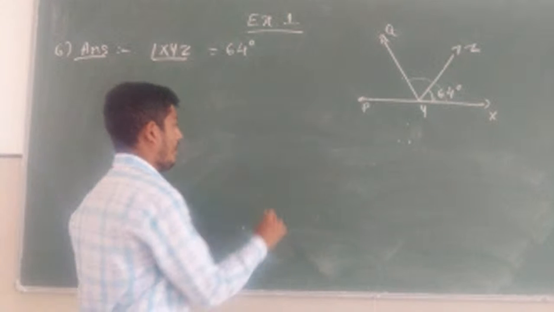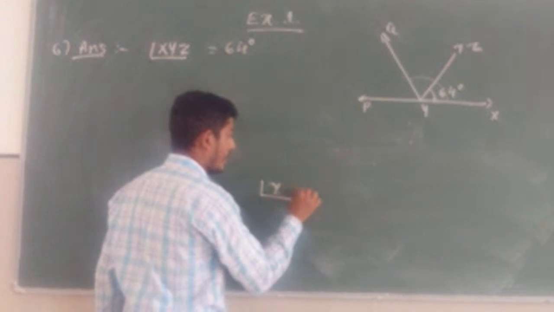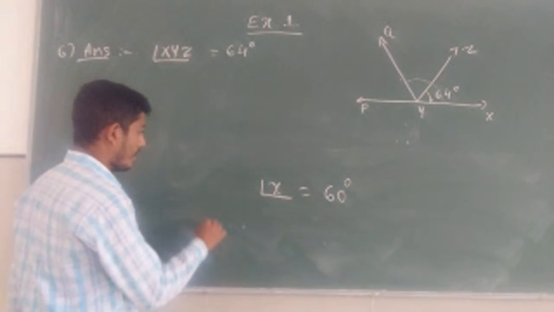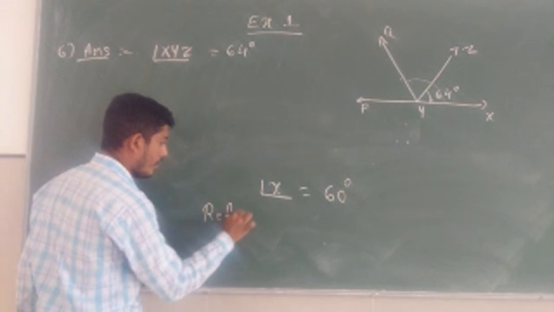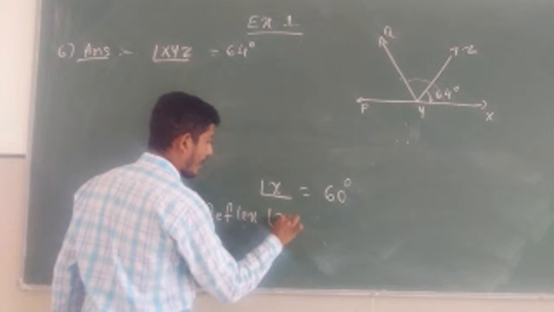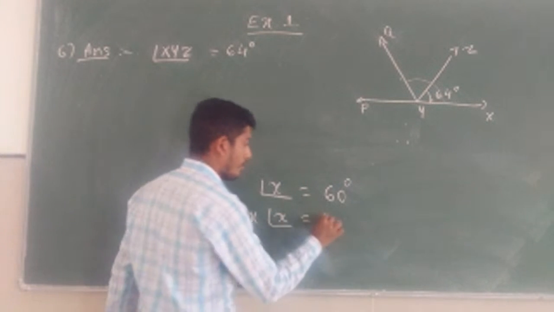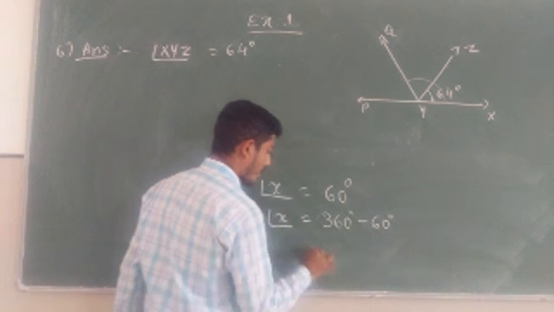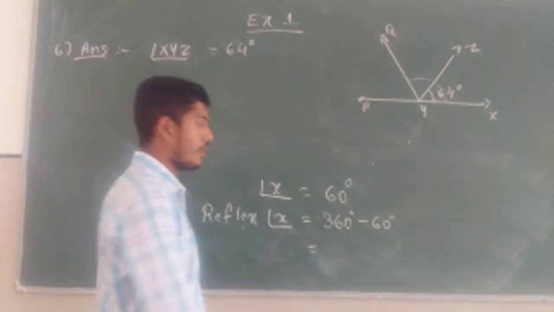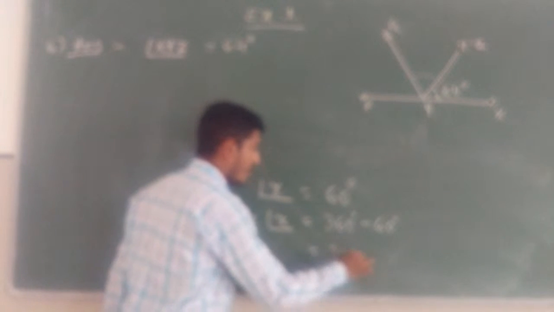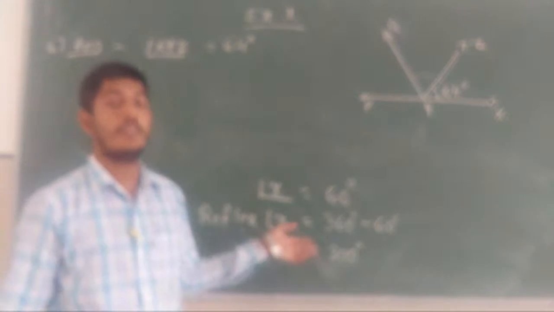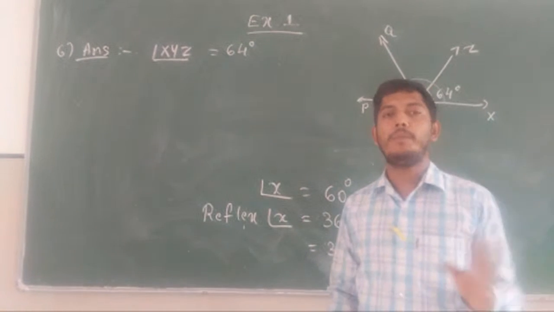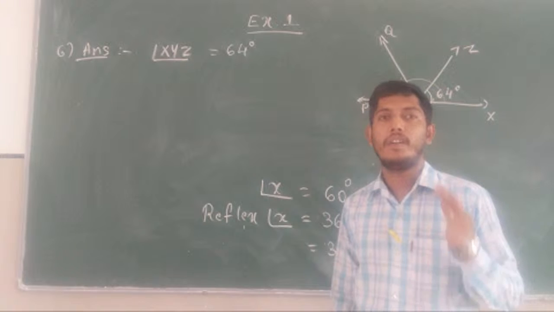For example, angle x equals 60 degrees. Then the reflex of angle x is equal to 360 degrees minus 60 degrees. 360 degrees minus 60 degrees, how much? It is 300. So this is the method to find the reflex of an angle. You have to subtract that angle from 360 degrees. It gives the reflex angle.